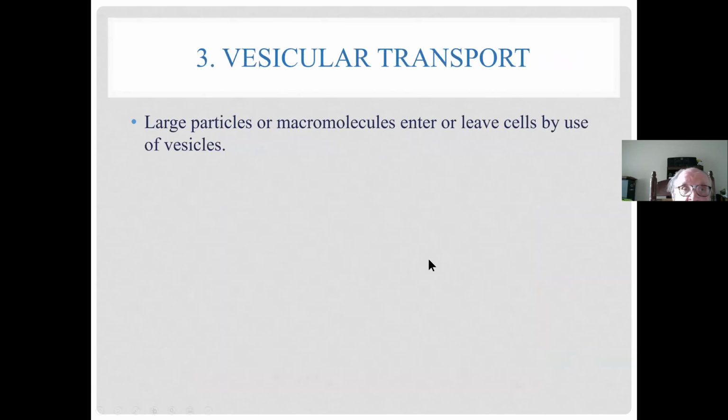Lastly is vesicular transport. How do we get really big molecules into a cell? Or how do we get garbage, really big garbage, out of the cell? We can get very small lipid soluble molecules through the membrane just freely: O2, CO2, some of the small fat soluble molecules.